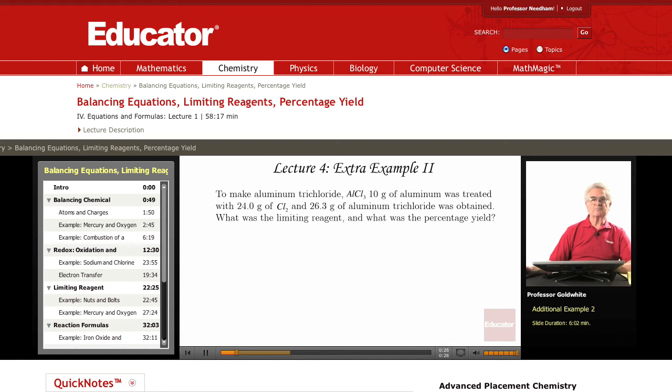In order to tackle a problem like this, we must first balance the equation. That's the most critical step. And we see that since Cl2 comes in groups of 2 atoms, and we have 3 in aluminum chloride, the balanced equation must look like this.